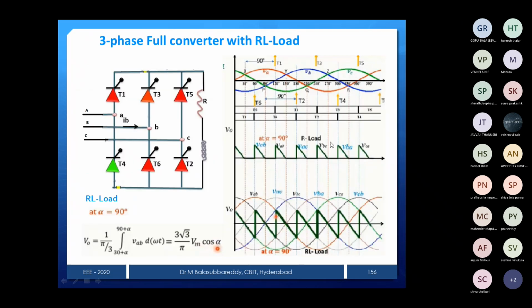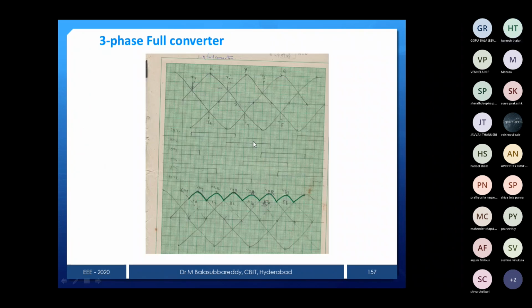Now we will show the difference you can notice for RL load, the 90 degrees case, only for RL load. So what is different? This gap will continue to conduct because of energy stored in the inductor. In the R load case, this is fine. In the RL load case it will go negative. This portion will look like this. Now positive and negatives are the same. You will get the average output as 0 for exactly 90 degrees, and beyond 90 is also possible. I will show this here.